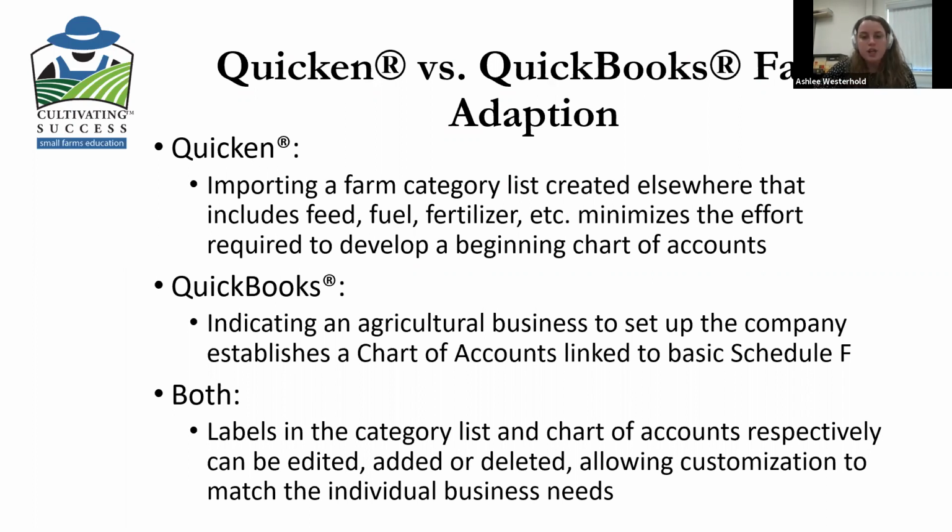In QuickBooks, we have to indicate that we're going to be using QuickBooks for an agricultural business, and then we have to establish a chart of accounts. And the chart of accounts will link to the basic Schedule F. So in both, labels in the category list and chart of accounts, respectively, can be edited, added, or deleted, allowing some customization to match the individual business needs.